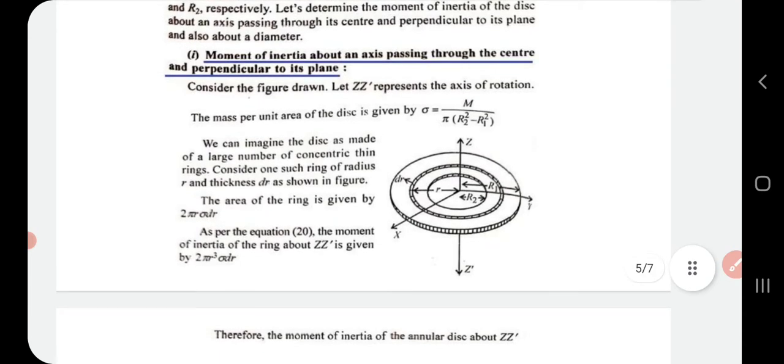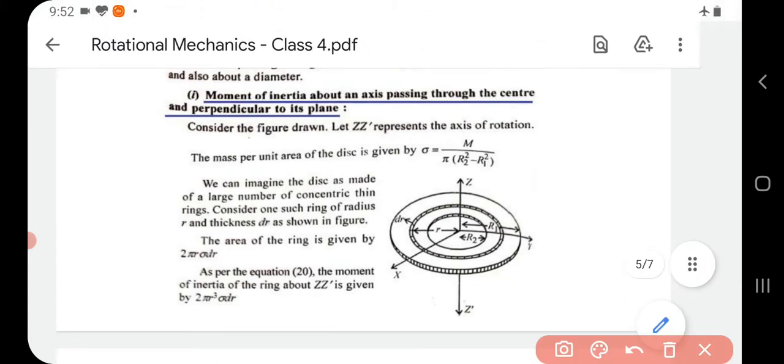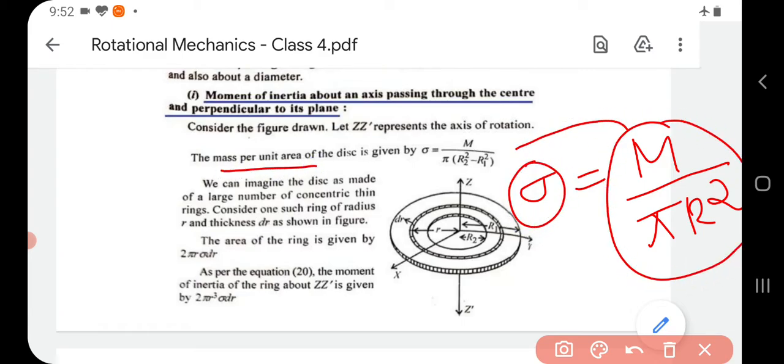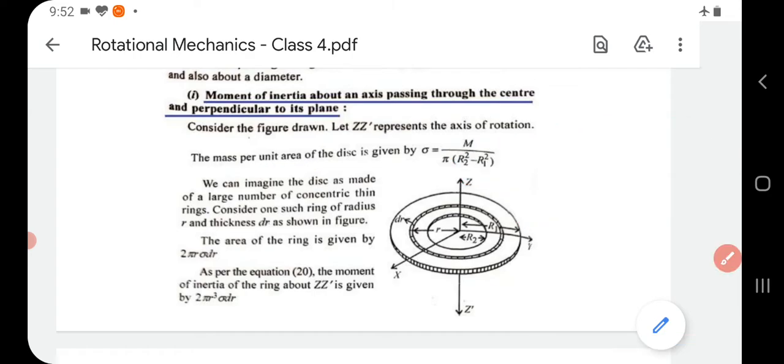As already discussed, in the earlier case, that is the circular disk, the mass per unit area of the disk we wrote as m by pi r square, because there is only one radius. But here it is an annular disk. Annular disk means there will be two radii, inner radius r1 and outer radius r2. So your mass per unit area of the disk, that is sigma, will become m by pi into r2 square minus r1 square.